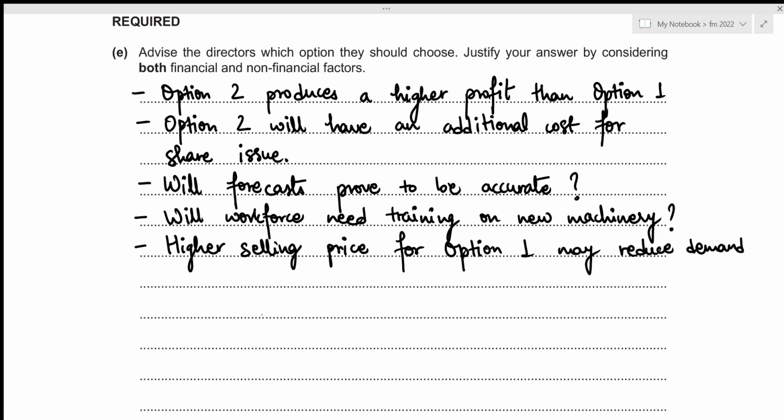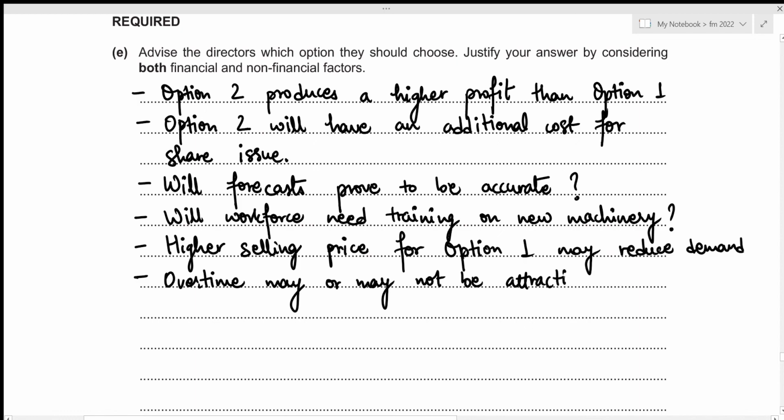And we know that for option 1, we would also require overtime, right? And workforce may appreciate it or not, right? That is still a question. So let's write it down. Overtime may or may not be attractive to workforce.